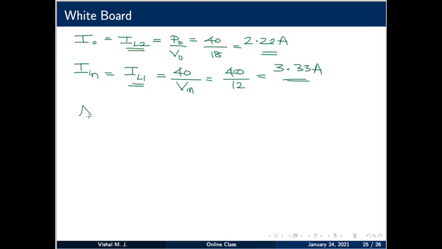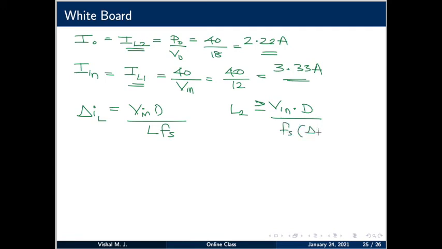Now what is delta IL1? Delta IL is nothing but Vin dTs, with Ts taken as 1 by Fs in the denominator, into L. This is the general expression for ripple. This is true for L1 as well as L2. Now how can we design L2? Let's design L2 first. L2 should be greater than or equal to Vin into D by Fs delta IL2. Since I am designing L2, this is delta IL2. Okay, what is delta IL2?